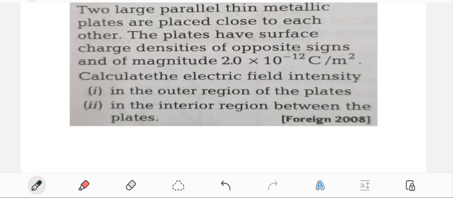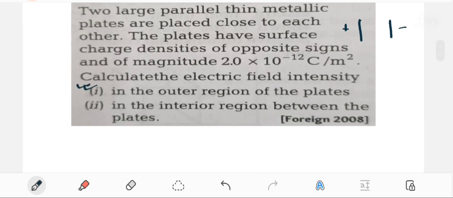It means if one of the plates has a positive surface charge density, then the other will have a negative surface charge density. If one has the positive one, then the other will have the negative one. Now it is given the magnitude of the densities is 2.0 into 10 to the power minus 12 coulomb per meter square. So the first part says calculate the electric field intensity in the outer region of the plates.